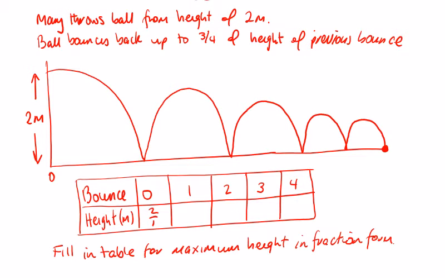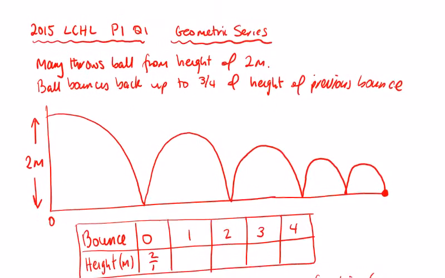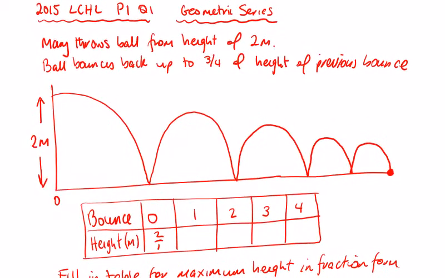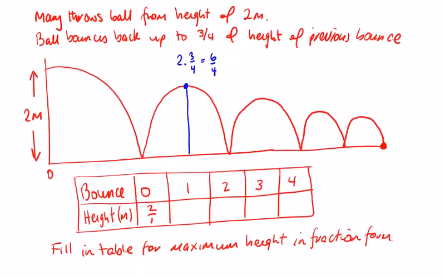2015 Leaving Cert Higher Level, Paper 1, question 1. It's a geometric series question. Mary throws a ball from a height of 2 meters and it bounces back up to 3/4 of the original height, or the height of the previous bounce. So this one is going to be 2 multiplied by 3/4, which is 6/4. And this question is fill in the table in fraction form.